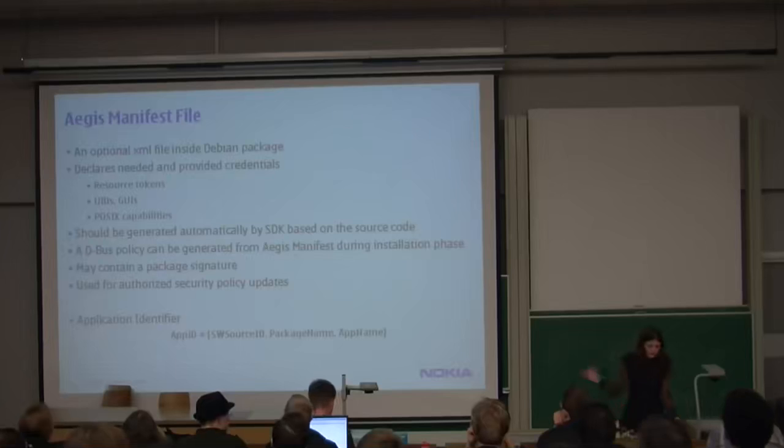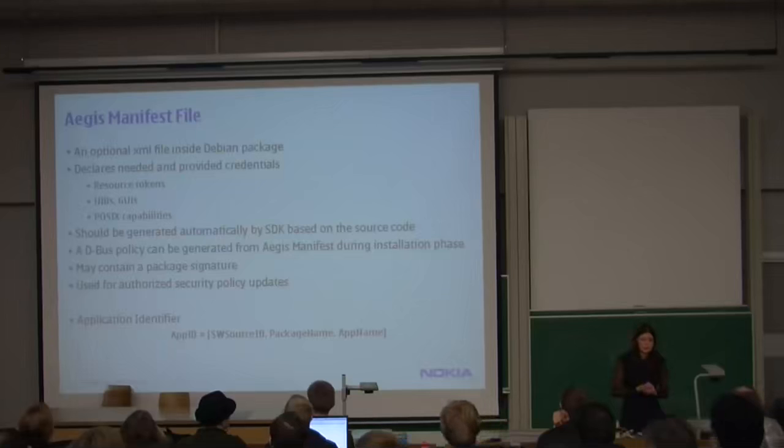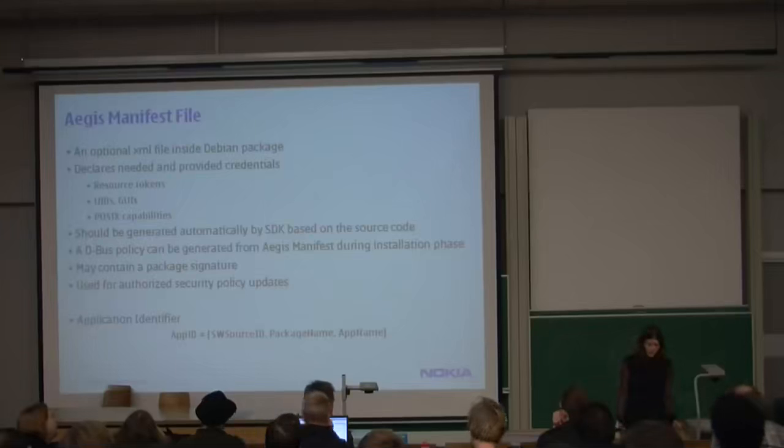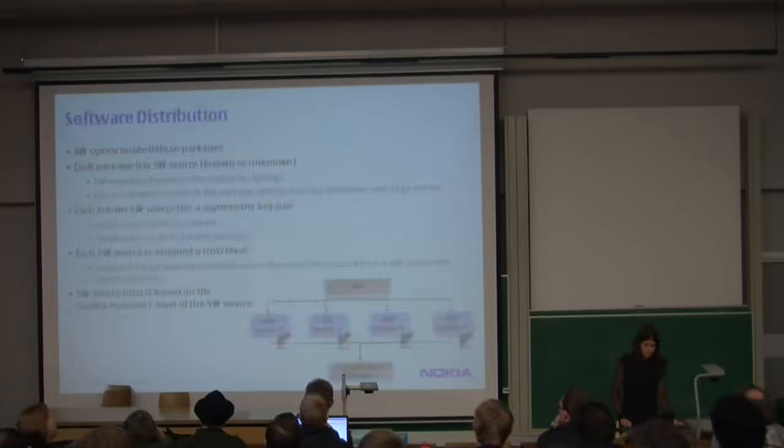There are a couple of other things about this Aegis manifest file, but I would like to introduce the last concept here. It's called the application identifier. This is the unique identifier of an application on a platform. It's supposed to be preserved during the whole lifetime of an application on the device, and it is constructed in the following way: from the identifier of the software source where this application came from, the package name, and the application name, in case there are many binaries, many applications inside a package. We will use this concept a bit later, so it's quite an important one.